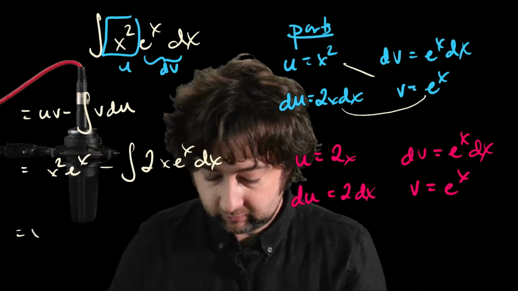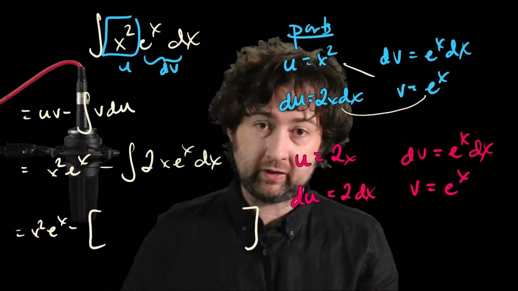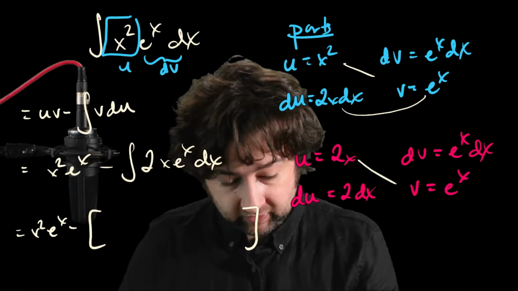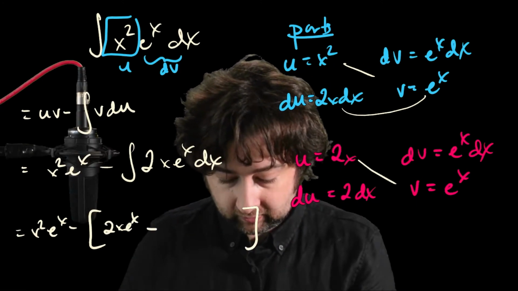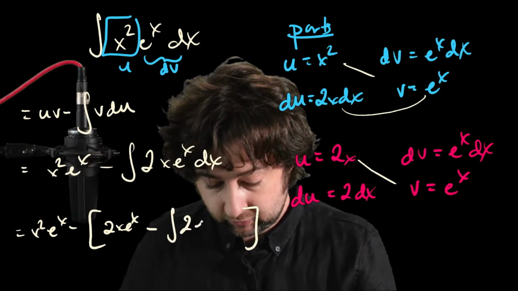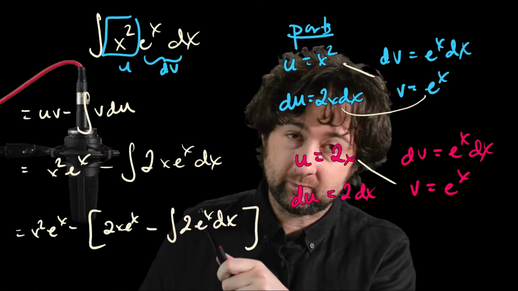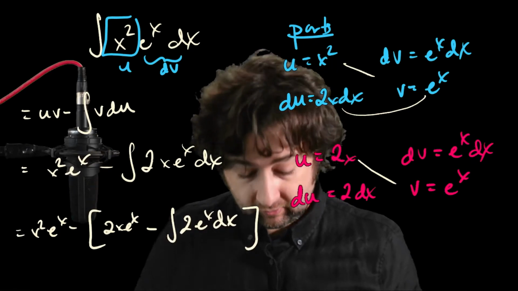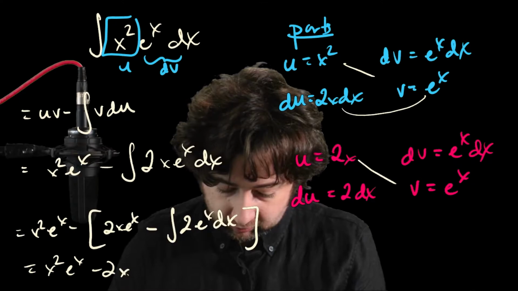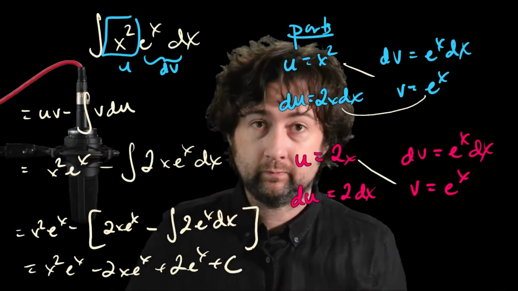So this is equal to x squared e to the x minus, and that entire integral is going to be replaced by the integration by parts formula. So I'm going to get uv, which is 2x e to the x, minus the integral of v du, which is the integral of 2e to the x dx. And now look, I've arrived at an integral that's basic. I know the integral of e to the x. So I can finish the problem by writing x squared e to the x minus 2x e to the x plus 2e to the x plus c.